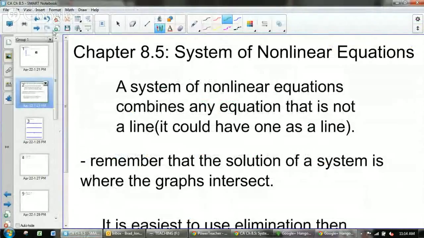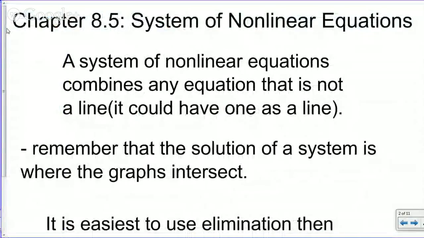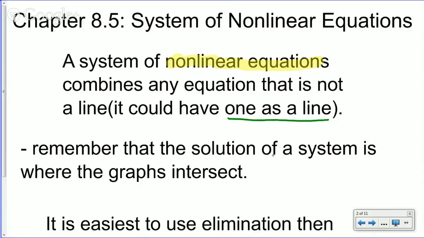All right, we're going to do chapter 8.5, which is systems of nonlinear equations. Before, we were just graphing lines and seeing where those lines intersect. So a system of nonlinear equations is combinations that do not have a line. Okay, so I could have two circles, or I could have one being a line but the other one is not, okay? So at least one of them is not a line.